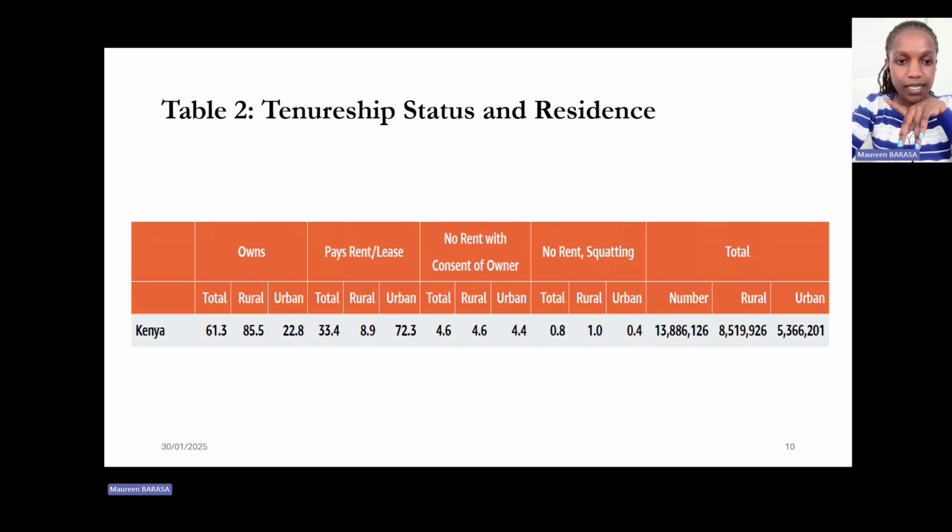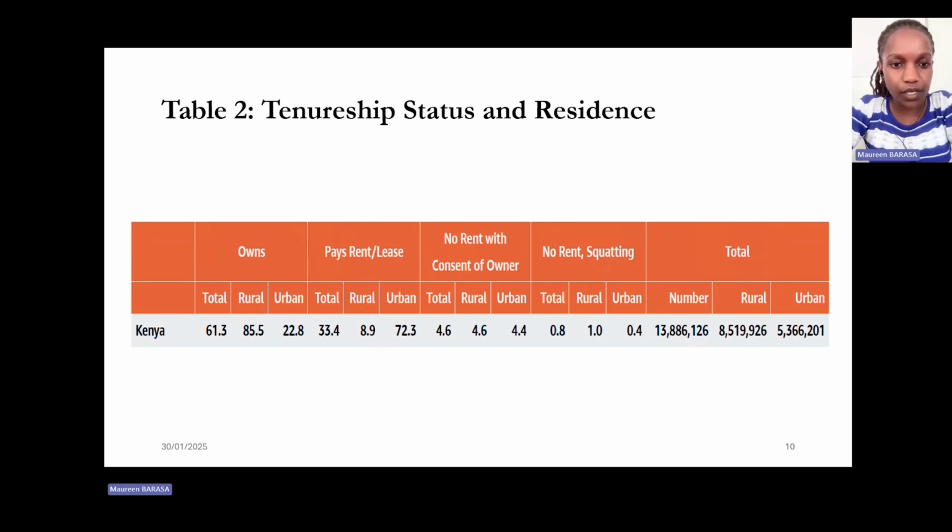Then, if we look at renting, the dominant form for urban is 72.3. So this data just shows the dominant form of tenureship status for rural and urban areas. For the rural areas, it is ownership, and for urban areas, it is paying rent. And for rural areas, we'll get to see in future slides why the dominant form of tenureship status is ownership in rural areas.